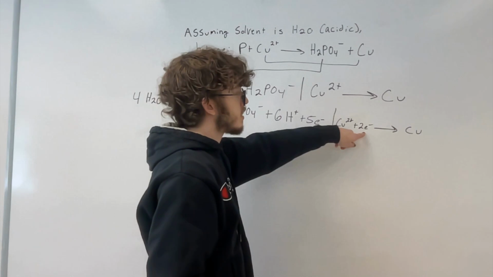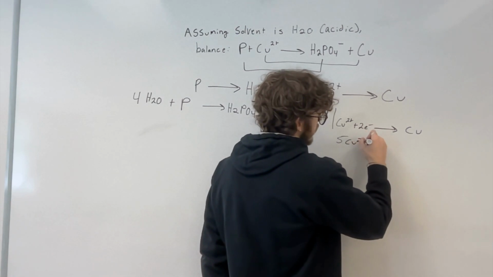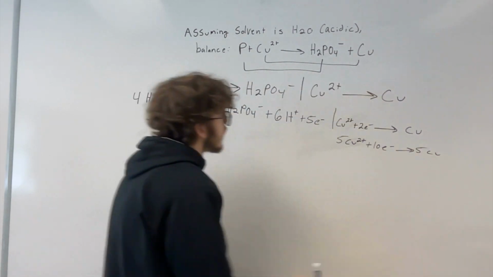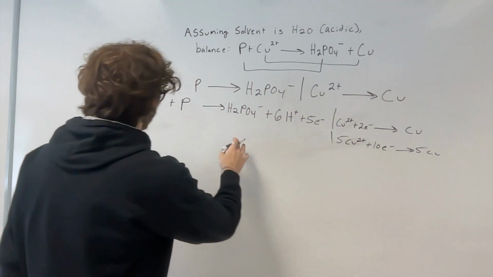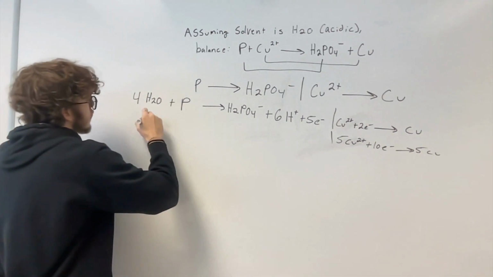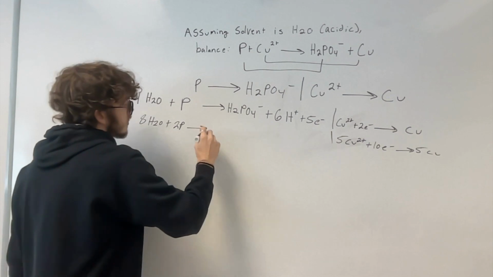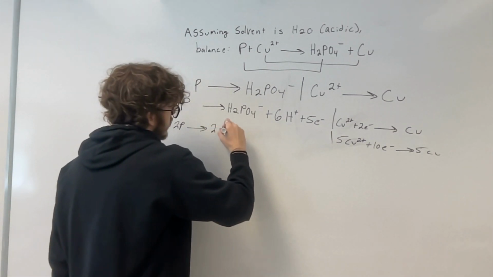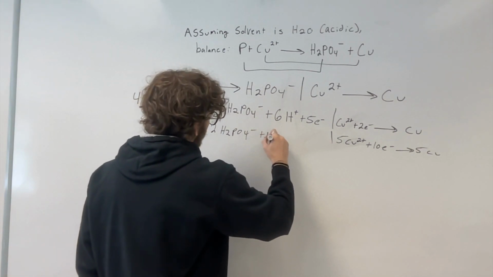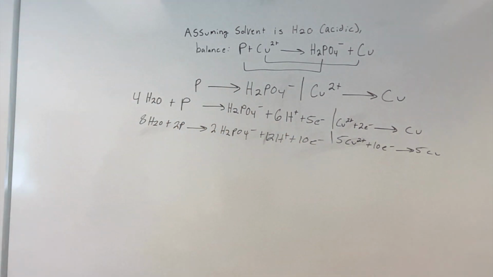So to make electrons 10, we have to multiply this equation by 5. So it's 5 Cu2 plus ions plus 10 electrons will yield 5 coppers. So we have that. And then we have this equation here, which we will just multiply by 2 to make our electrons 10. So we have 8H2O plus 2 phosphoruses is going to yield 2H2PO4 minus plus 12H plus, plus 10 electrons.